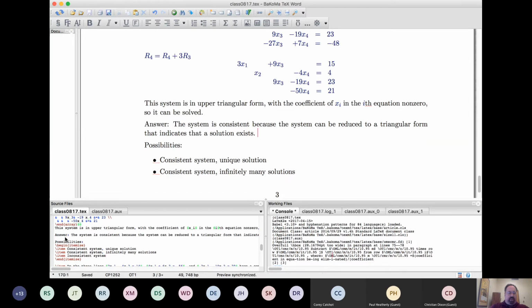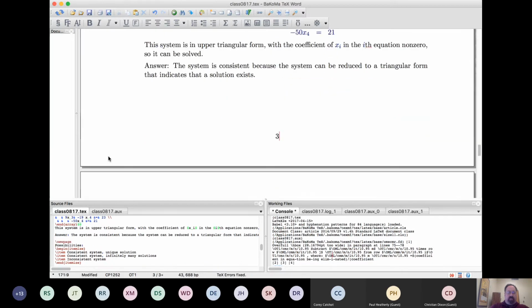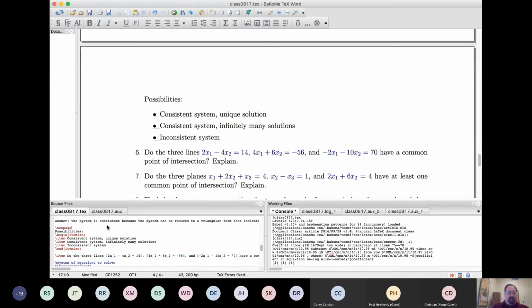Sorry, I spilled over to a new page. But an inconsistent system has no solution. So that's what happened in a previous problem where after eliminating, you get an equation of the form 0 equals 19. So any contradiction like that, you know the system is inconsistent.